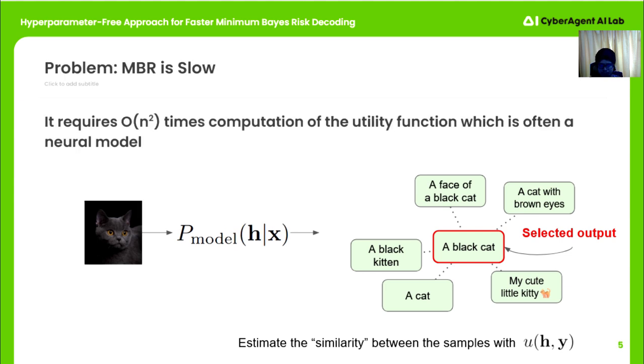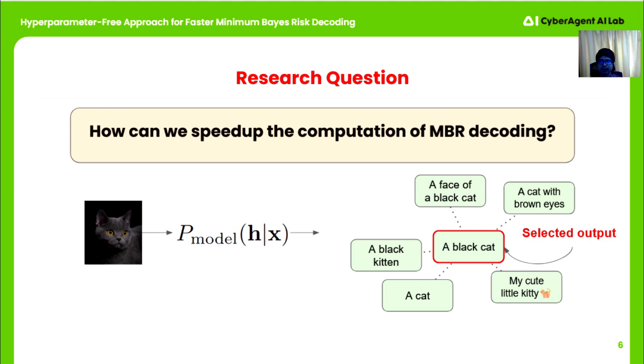The problem is that yes, you can make high quality text. MBR is proven to be very useful, especially in machine translation, but it is very slow. In fact, it requires n squared computations of the utility function u, which is often a neural model. So it's quite complicated. A natural question to ask is, how can we speed up the computation of MBR decoding? That's the topic.